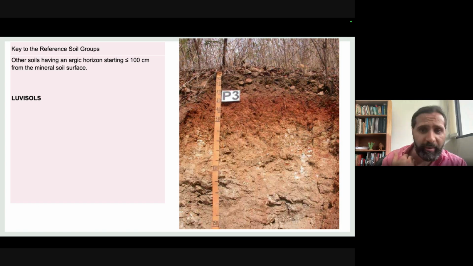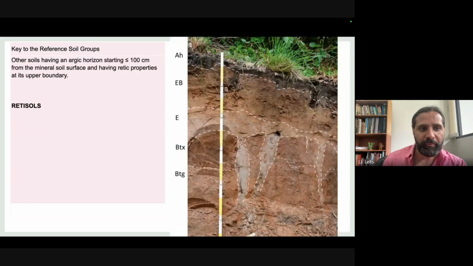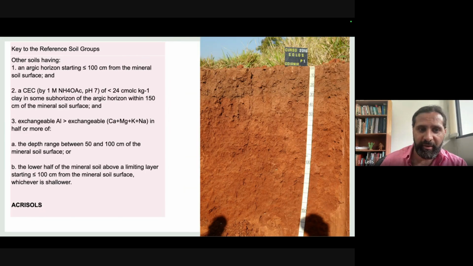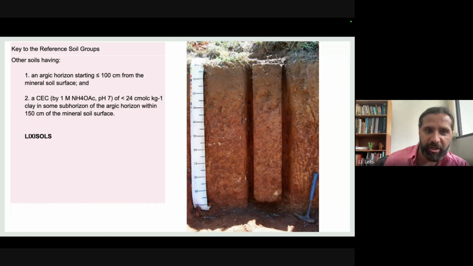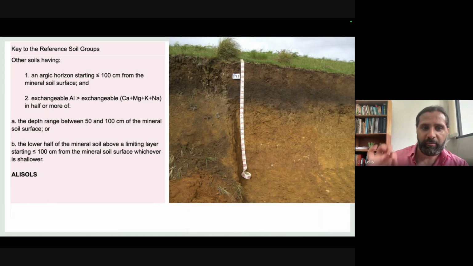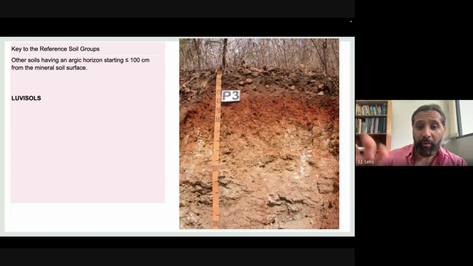The retisols are quite easy. They do not register any chemical or physical property other than retic properties. The others will have some differences between them. Starting with those soils with low activity clays and low base saturation, and then we change one of these characteristics, and we end with a soil with argic horizon, high base saturation, and high activity clays. Okay?